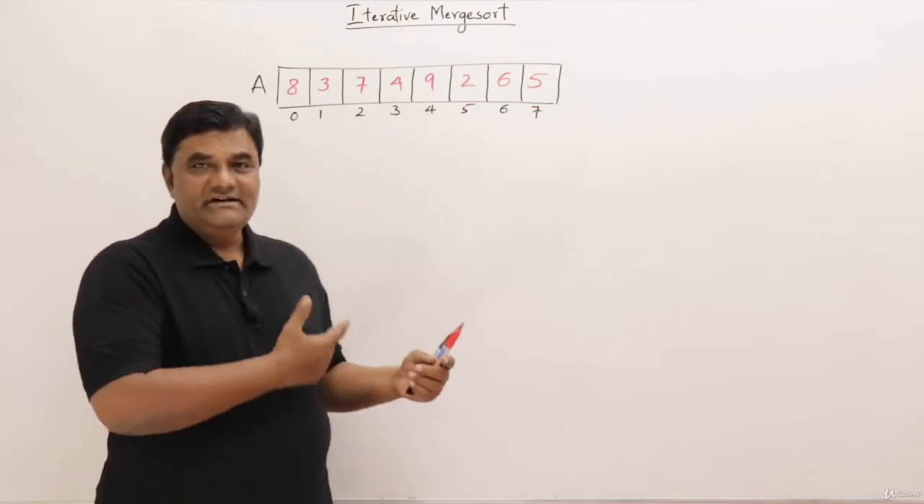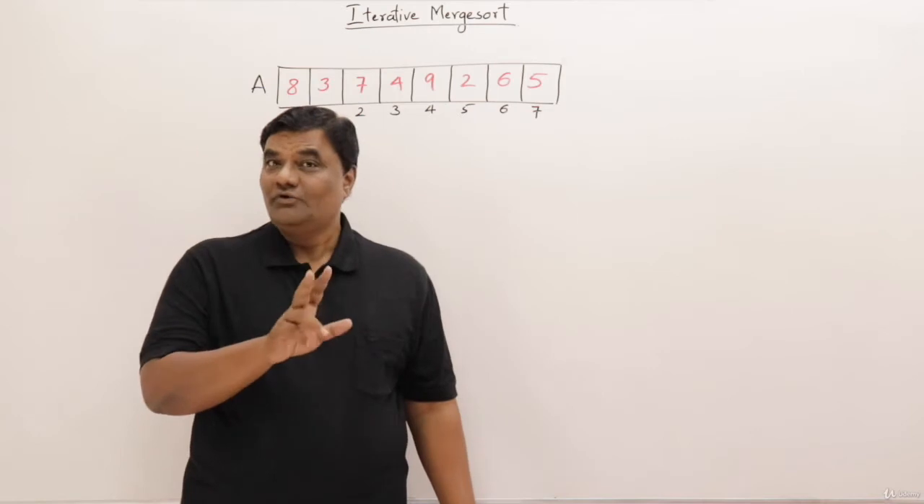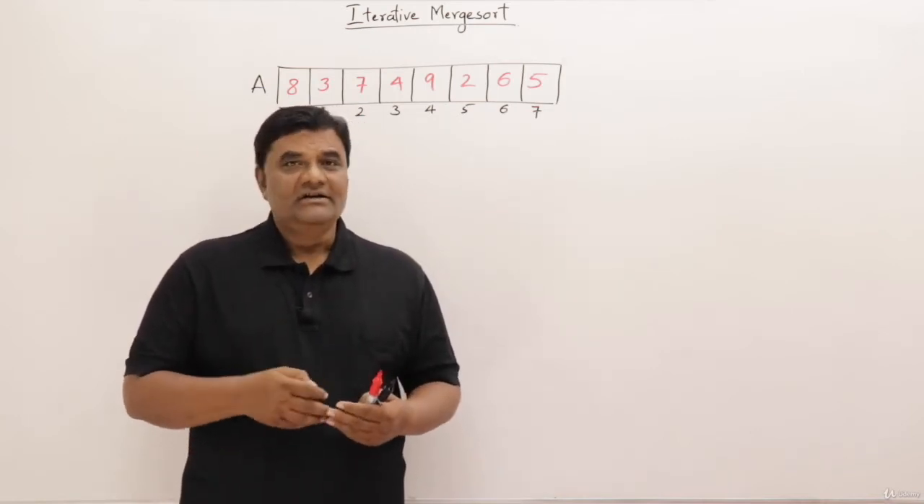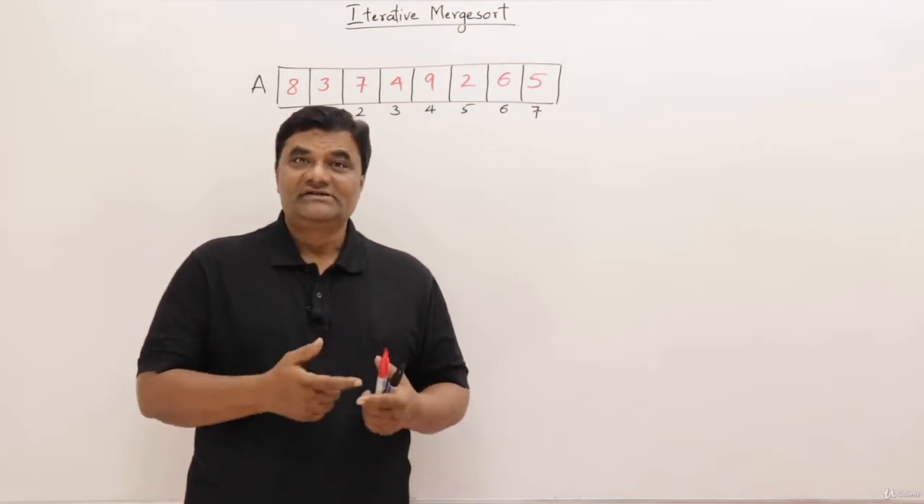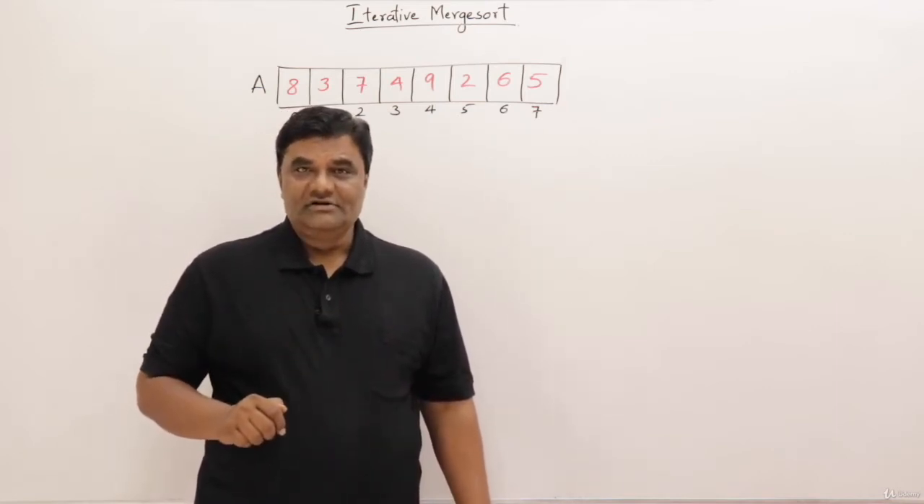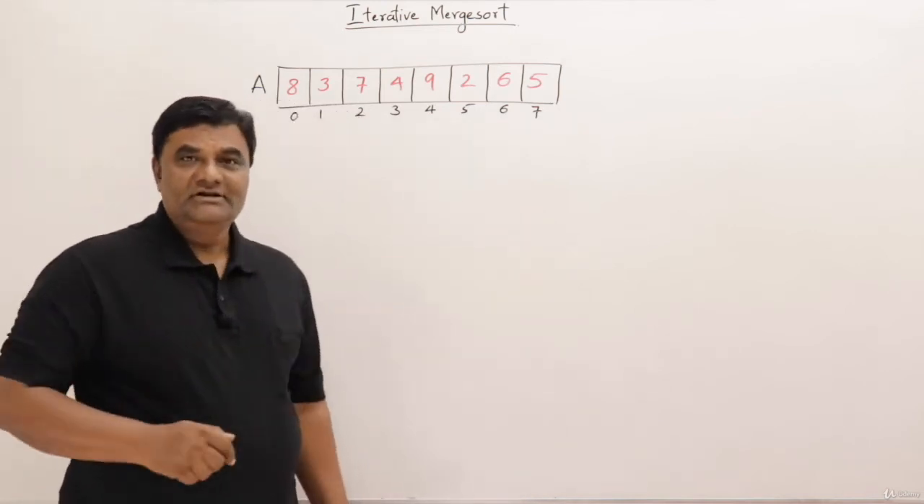Now the topic is the iterative version of merge sort. This is two-way merge sort. Two-way merge sort can be implemented iteratively and also recursively. So first we will learn the iterative version. For explaining merge sort, I have already taken an example array.